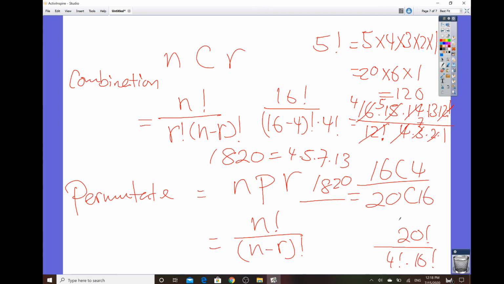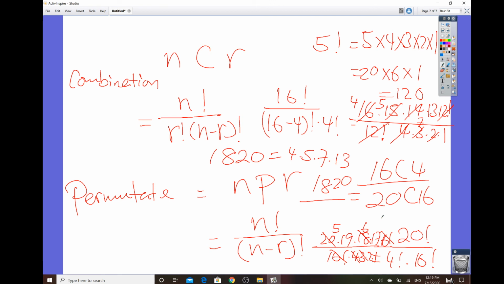Again, this one can be written as 20 times 19 times 18 times 17 times 16 factorial over 16 factorial, and then times 4 times 3 times 2 times 1. Again, 16 factorial got canceled. And then 4 goes into 20 5 times. And then 3 goes into 18, which is 6 times. And then we're left with the 2 down the bottom here, so nothing can go with the 2 here. So we got 5, 19, 6, 17, and then divided by 2.